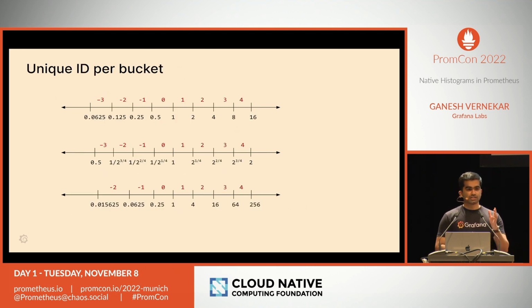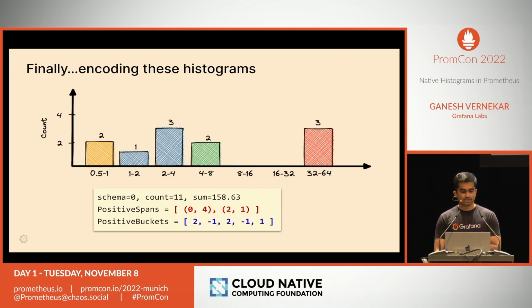Now, because for a schema the bucket boundaries are predefined, you can give an index to every bucket. We start with index 0 for the bucket which has the upper bound of 1. And we just increase the number on the right side and decrease the number on the left side. Are you all with me here right now? Okay. So now that we have built up this knowledge base of how we index the buckets, let's finally take an example of a histogram. This histogram has a schema of 0, which means the bucket boundaries jump with a ratio of 2.